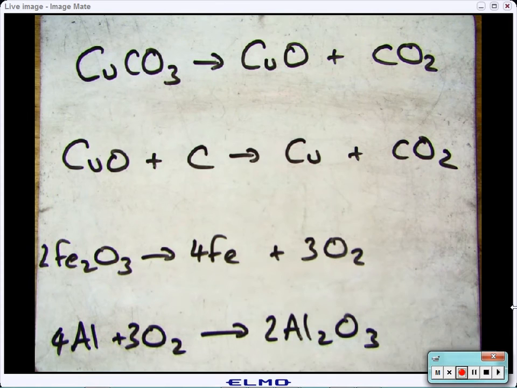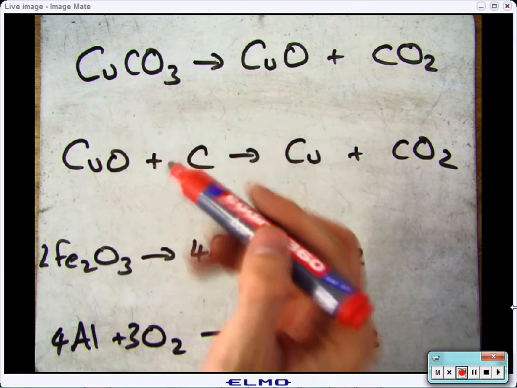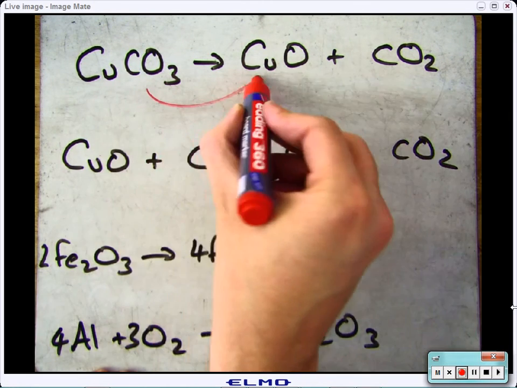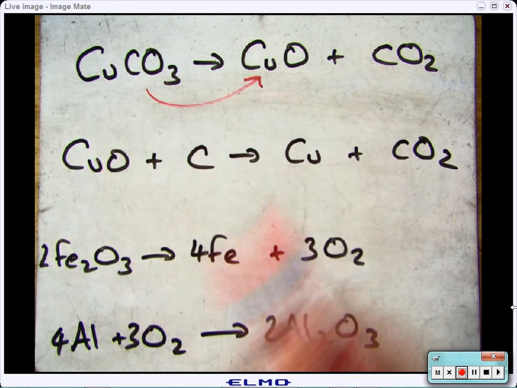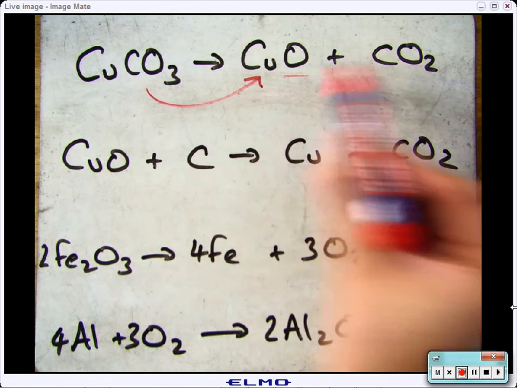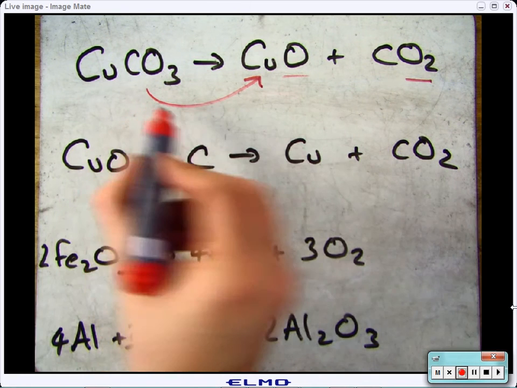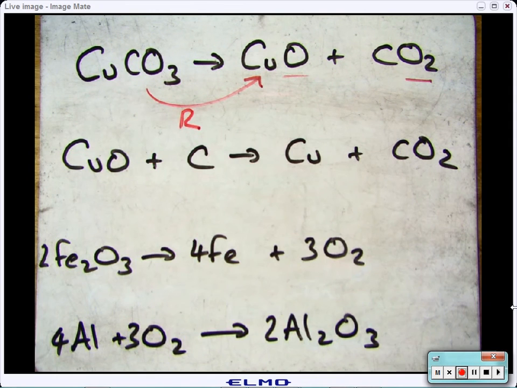Here are a couple of examples that may or may not come up in the exam. First one, you've got copper carbonate. So copper carbonate, when heated, breaks down into two different things. Here you've got three oxygens. In both of these you've either got two or one. So we turn around and say this compound here has lost oxygen, therefore it has been reduced.